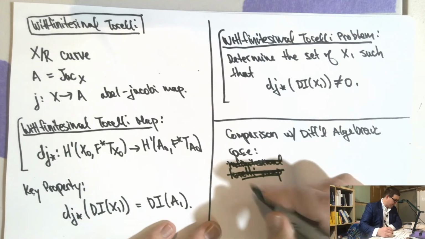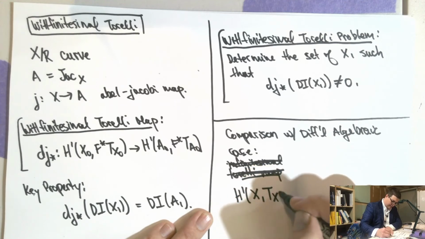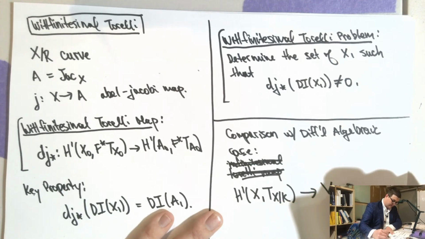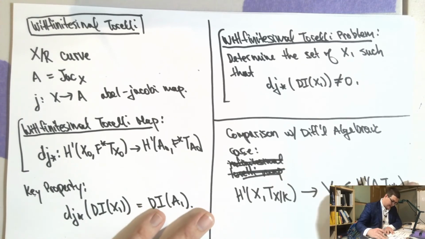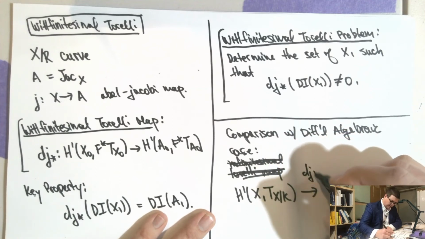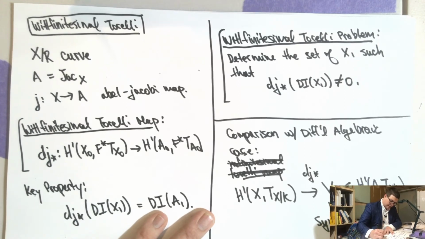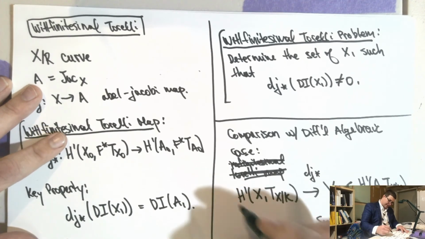So we have this map here from H^1 of X to X over k, into some thing here of H^1 of A_t, X over k. So this thing here is dj star. This is the infinitesimal Torelli map, and this thing here is isomorphic to the second symmetric power of H^1 of the structure sheaf of A. Okay. So this is the infinitesimal Torelli map.